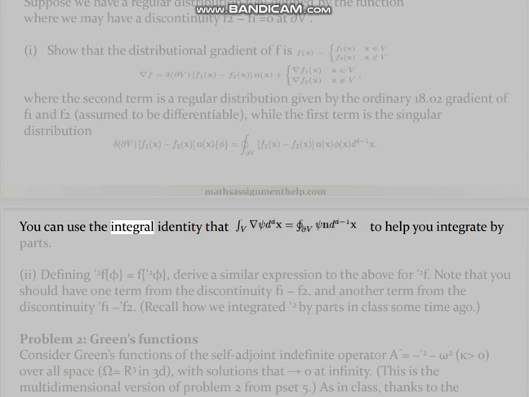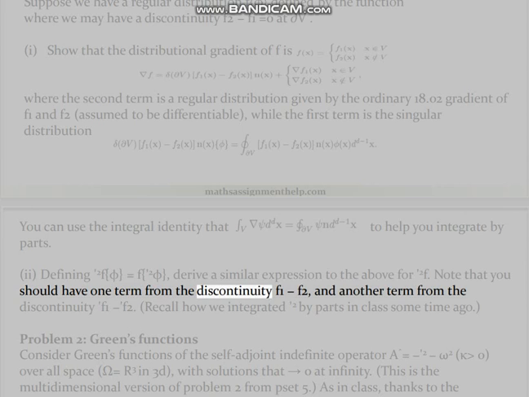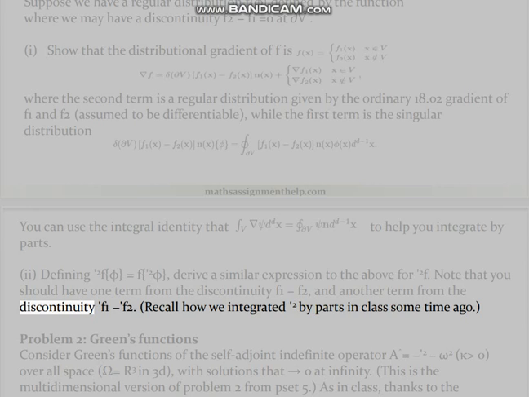You can use the integral identity to help you integrate by parts. 2. Defining the Laplacian of f of phi equals f of the Laplacian of phi, derive a similar expression to the above for the Laplacian of f. Note that you should have one term from the discontinuity f1 minus f2, and another term from the discontinuity of the gradient f1 minus f2. Recall how we integrated the Laplacian by parts in class some time ago.